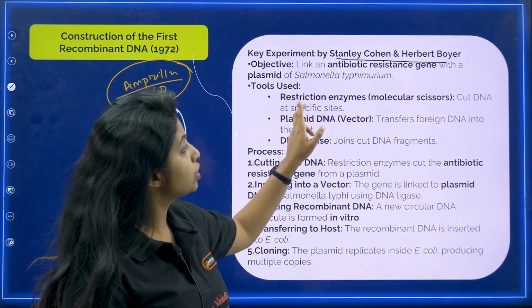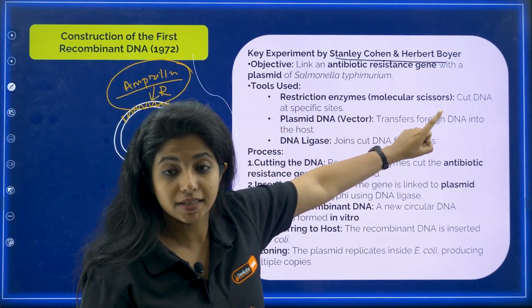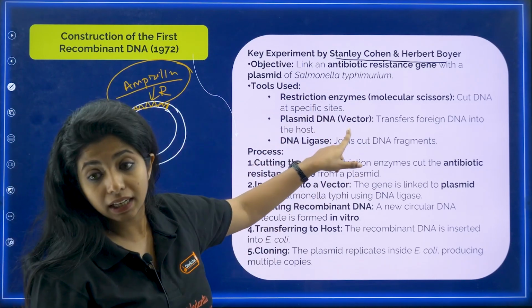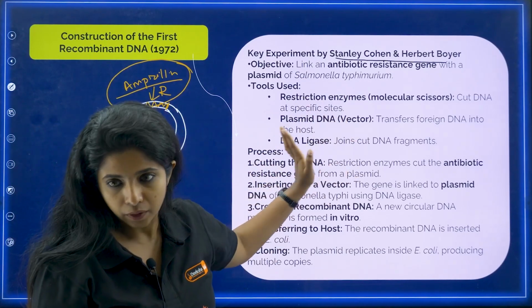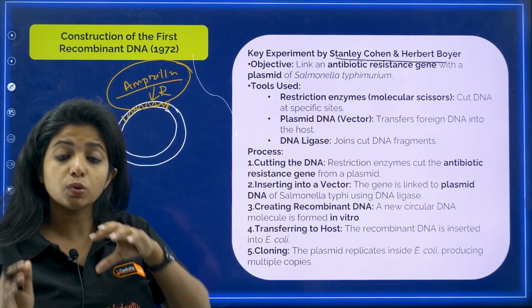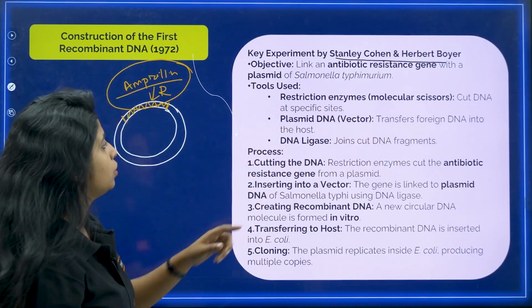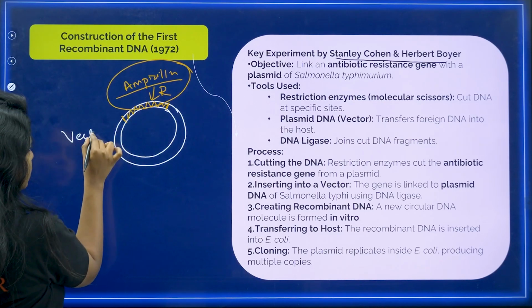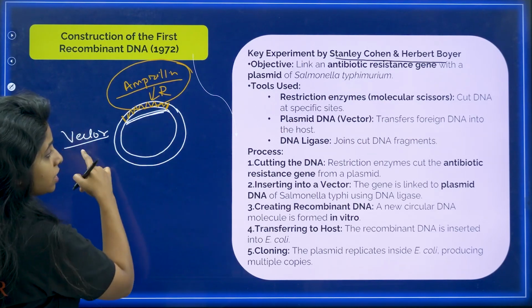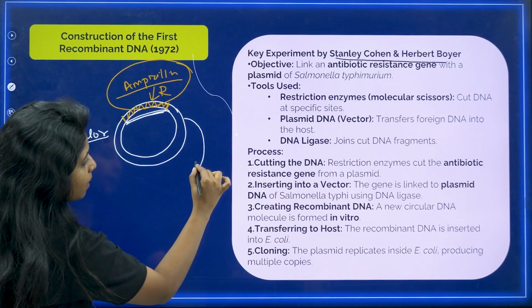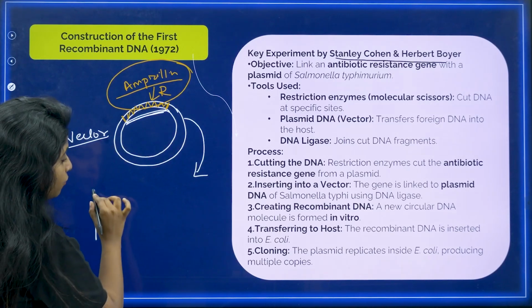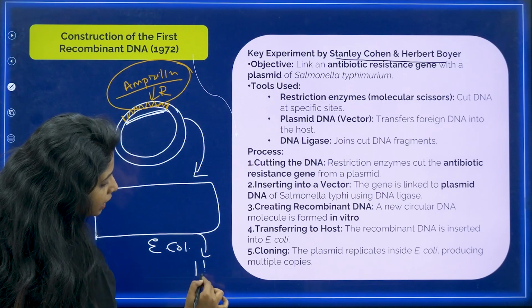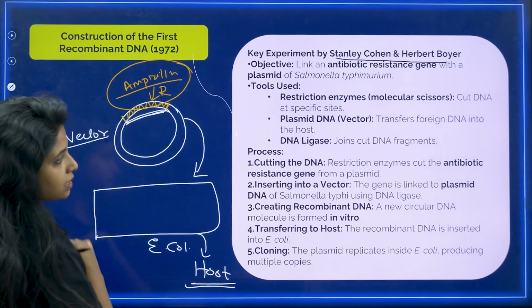So the tools that were used are restriction enzymes, which are known as molecular scissors, I told you. They cut DNA at specific sites. Apart from that, plasmid DNA is going to act like a vector, because this is the one that transfers the foreign DNA into the host. I call this plasmid DNA a vector because it is carrying my gene of interest. Now suppose I am going to put this plasmid of Salmonella typhimurium into E. coli. So what is E. coli over here? E. coli is the host cell, my dear children.